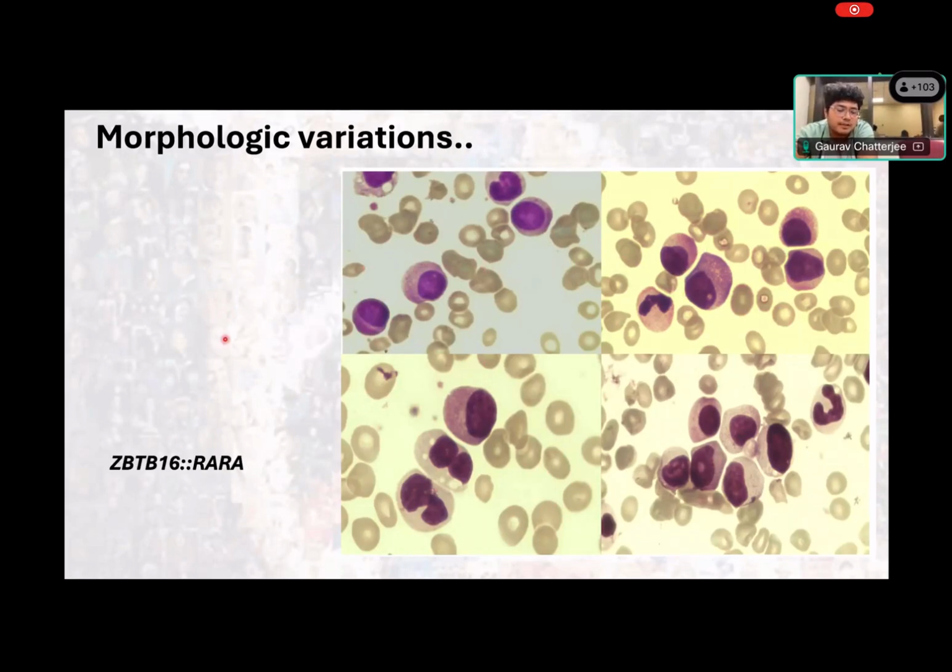But just to make the point that there could be variant types of APML which have not PML but some other fusions, other genes fusing with RARA, and they can give you morphology like this. So you should be aware of all these morphology variations when you're dealing with APML.